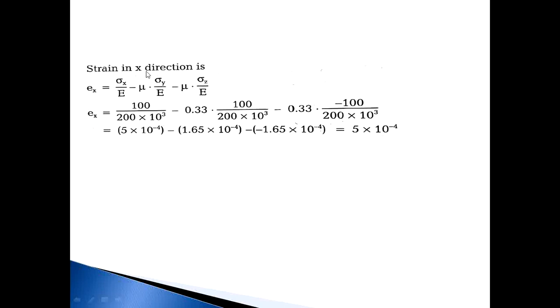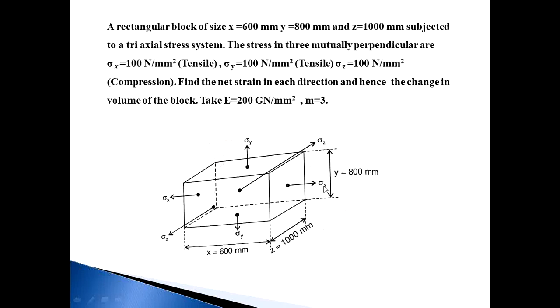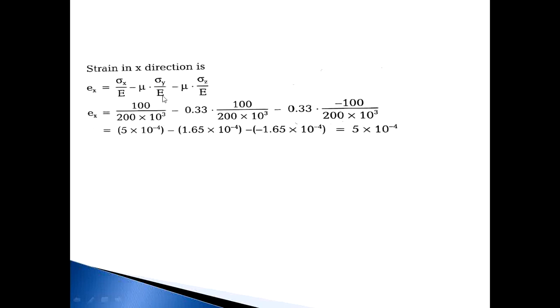We know that when load is applied on x, we calculate Ex, the linear strain in the x direction, and the lateral strains will be in y and z. Similarly, when load is applied on y, the linear strain is in the y direction and lateral will be x and z. When load is applied on the z axis, the linear strain will be z and lateral will be x and y. So strain in the x direction, Ex, is equal to sigma x by E minus mu sigma y by E minus mu sigma z by E.